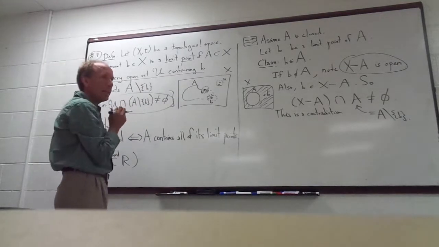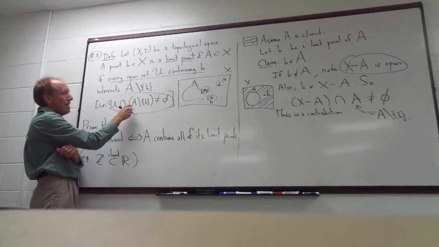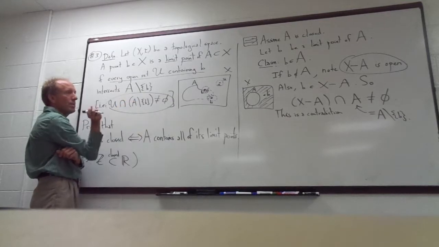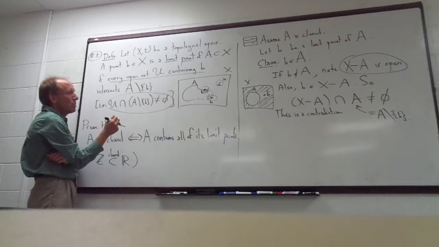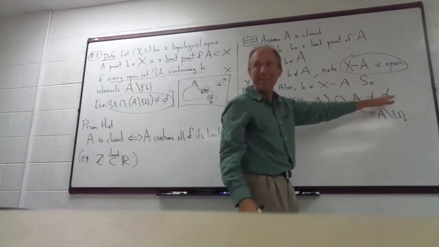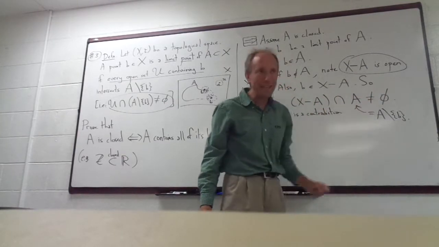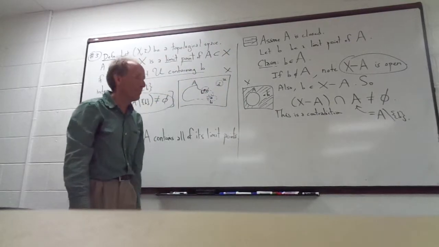So then I'm just plugging things in. The U, I'm just putting in X minus A. And A take away B is just A because the B wasn't in A to begin with. It's like taking away nothing, right? So that intersection has to be not empty. But what you have here are two sets that could never have anything in common, right? So there you go. That's a contradiction.